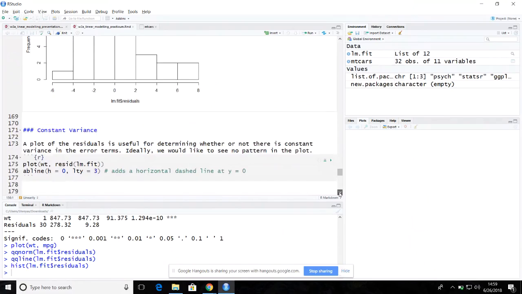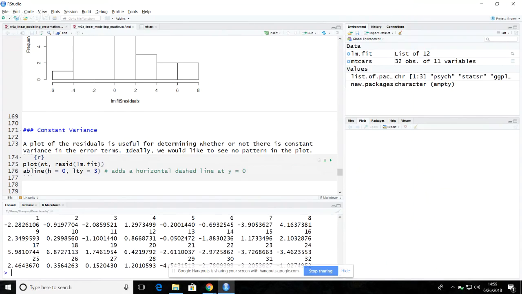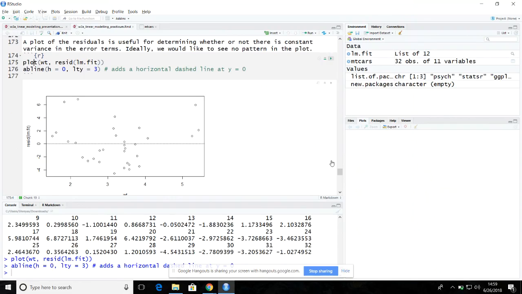Lastly, let's talk about constant variance. The way you check this is by plotting the residuals. And remember, we can simply call the residuals by doing lm.fit residuals, or we can simply use the residual function on fit. So you plot your predictor against the residuals, and let's make a horizontal line at 0. See what it looks like.